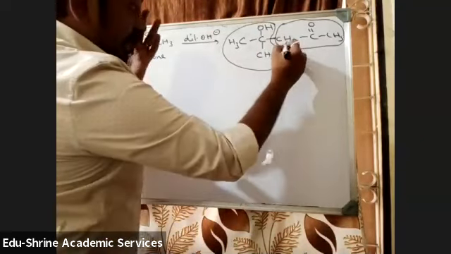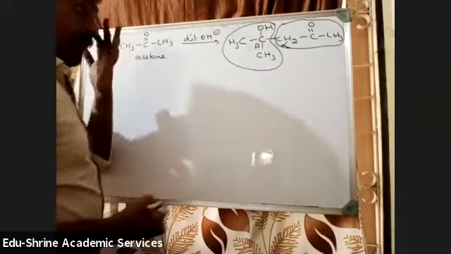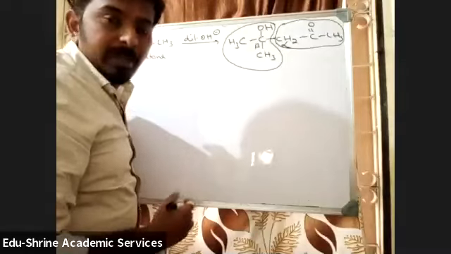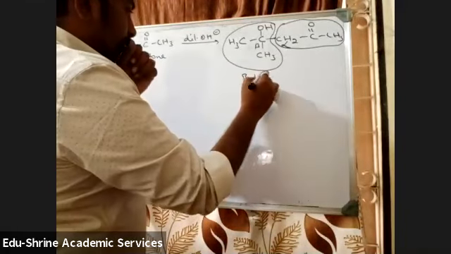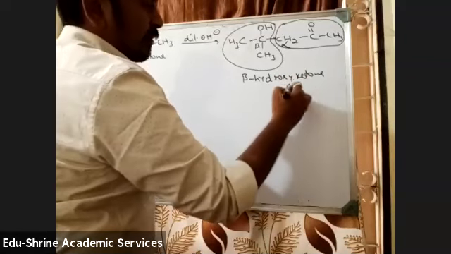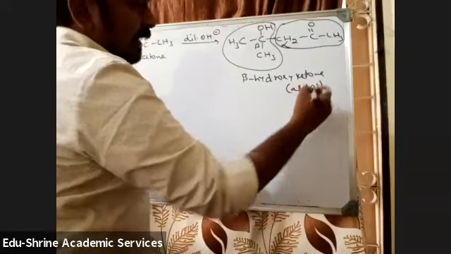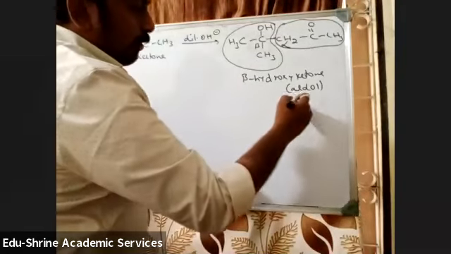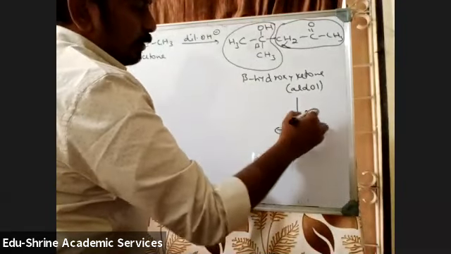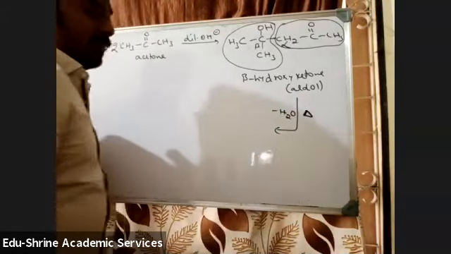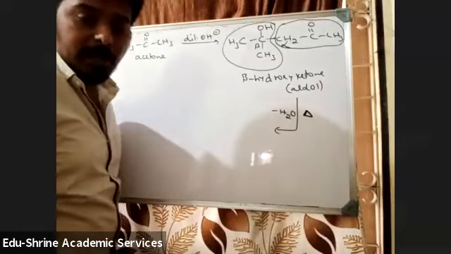So you can see this is the alpha carbon atom and this is the beta carbon atom. So this is beta hydroxy ketone, which is also aldol. Either it is aldehyde or it is ketone, it is commonly called as aldol. Then what you will do? You need to heat this. So when you heat this, water molecule must be lost.